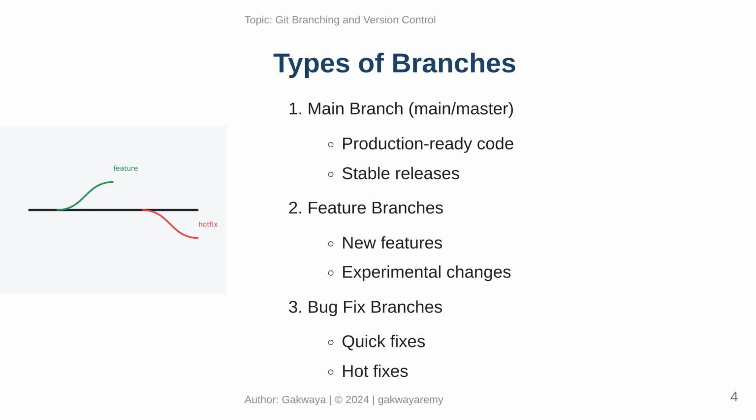Different types of branches serve different purposes. The main branch should always contain stable, production-ready code. Feature branches are for developing new functionality, while bug fix branches are for quick repairs. Following this branching strategy helps maintain code quality and organization.